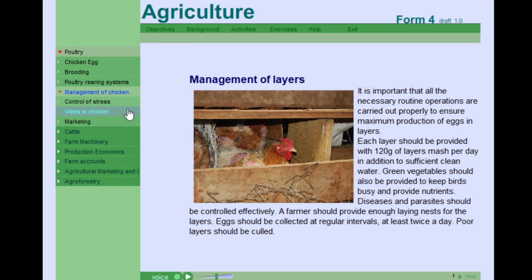A farmer should provide enough laying nests for the layers. Eggs should be collected at regular intervals, at least twice a day. Poor layers should be culled.